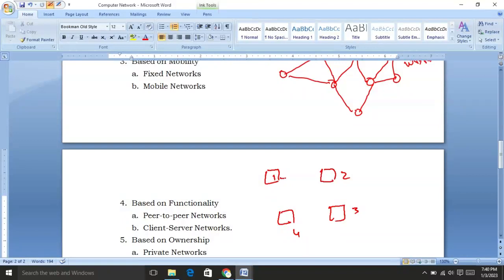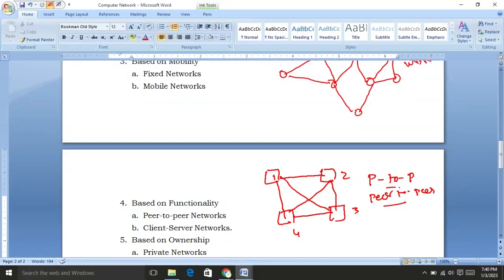The first system is able to transfer the data directly to the second, third and fourth systems. The second system is also able to transfer the data directly to the first, third and fourth systems. The third system is also able to directly transfer the data to all the remaining systems within the network. This is known as point to point. Sometimes this is also called a peer to peer network. There is no difference, just a difference in the usage of the terms.